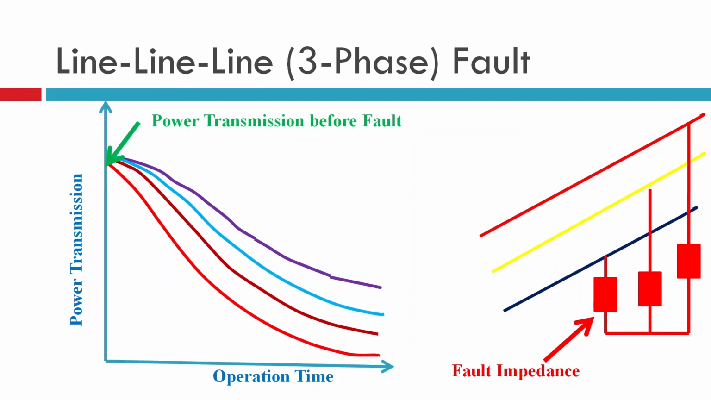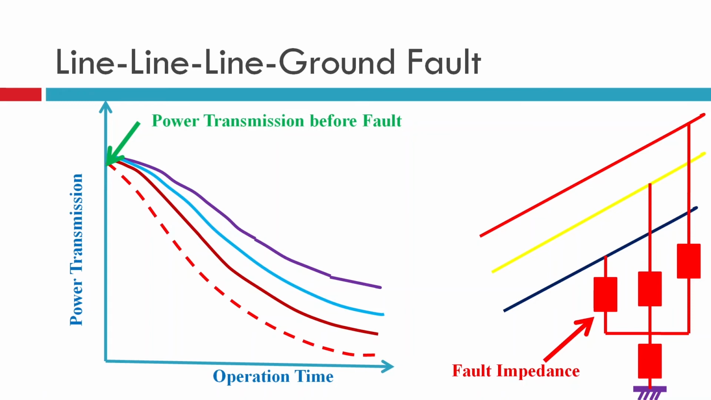Three phase fault. In this diagram, we can see three lines are connected together by three impedances. If these three impedances are the same, the fault is known as symmetrical three-phase fault. Otherwise not. This curve is showing the power transmission during three-phase fault.